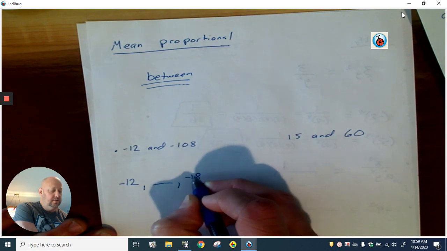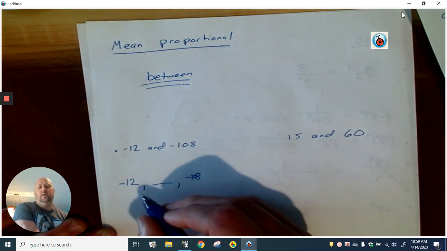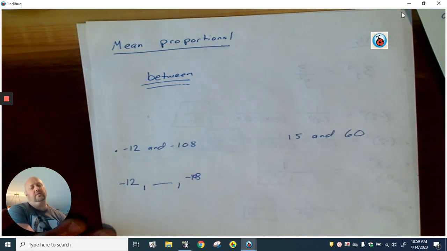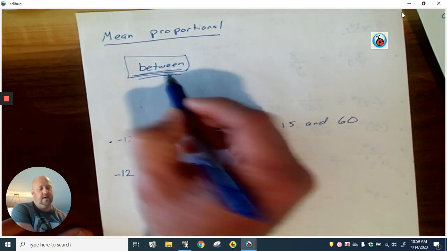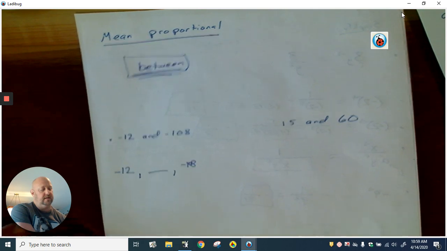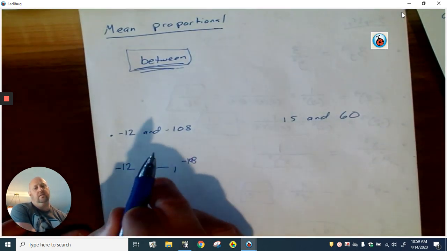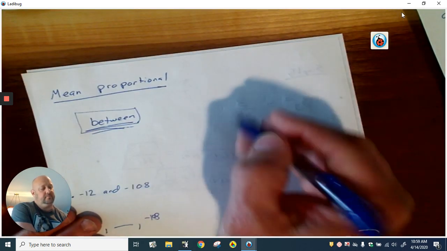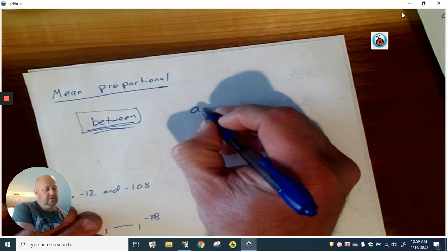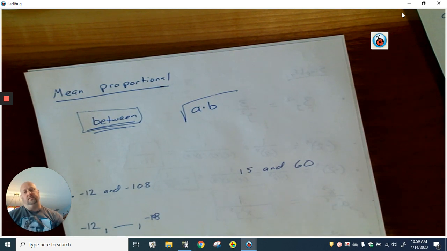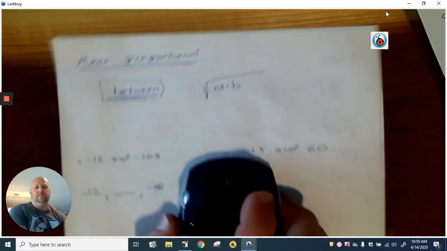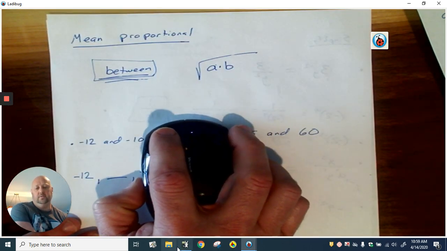That's a 108. The same way, that's a sub 1, it's a sub 3. You could do it the same way. But keep in mind, the answer has to be between. That's going to be important in a second. You could do it this way, or there's a simple way. All you have to do is multiply the two numbers together and take the square root. And that's it. But keep that between word in mind, because there are going to be two solutions here.